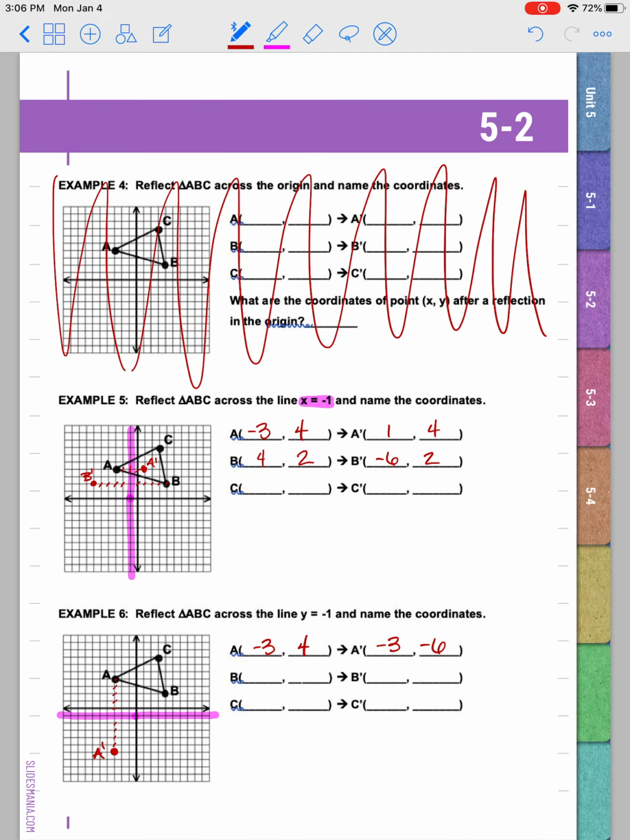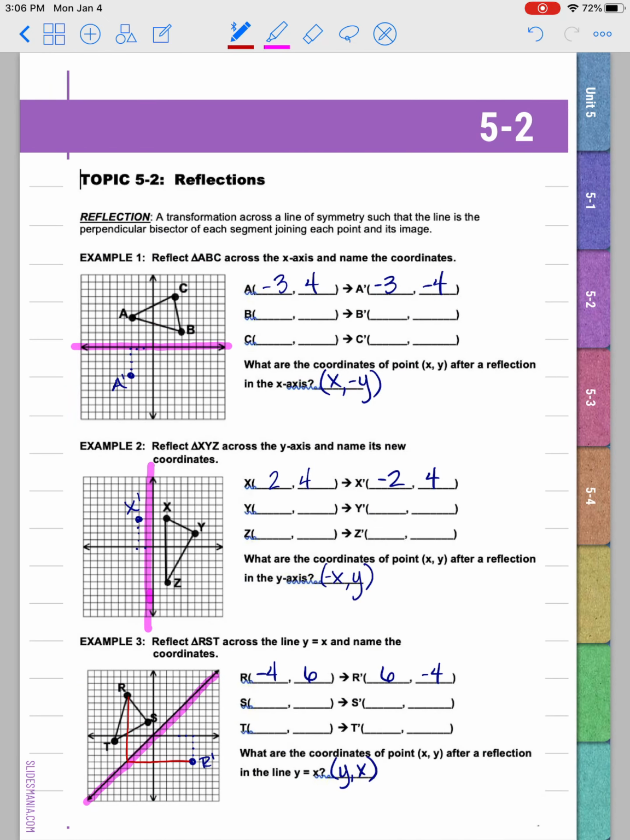All right, so what I want you to do is finish out the ones that we didn't do together. Do not worry about example 4. We completely marked it out. But go back and do this. Make sure you're drawing your pictures, labeling with the primes, and write all your coordinates down.